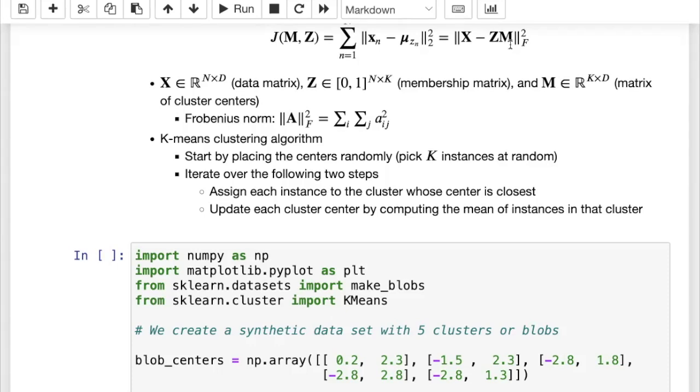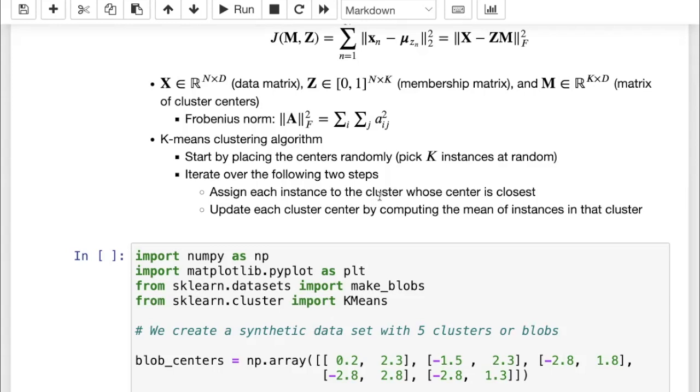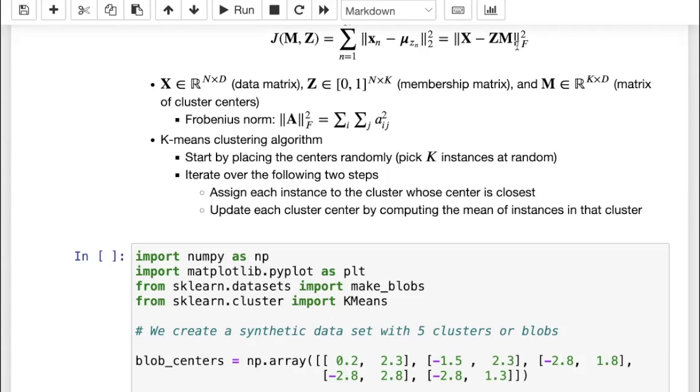So it's very similar to the idea of gradient descent. Then we iterate over the following two steps. We first try to find Z, which means assigning each instance to the closest cluster center. Once we find Z, we can update M, because now we know all the data points that belong to the same cluster. Let's update these cluster centers, or centroids.